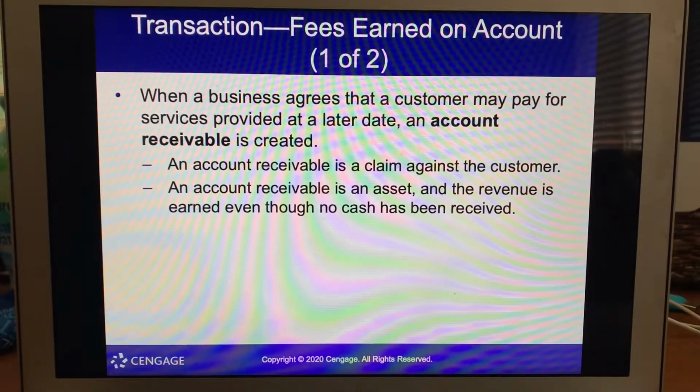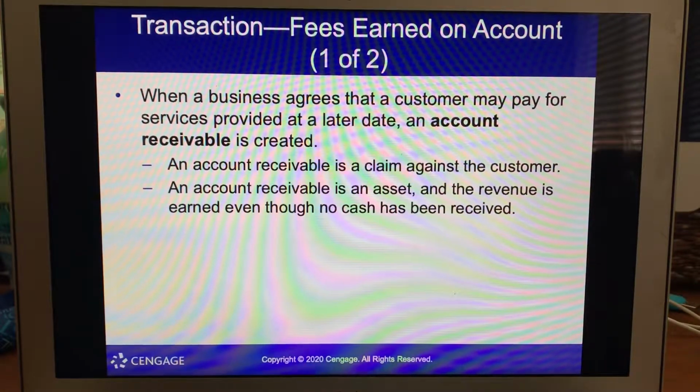So when a business agrees that a customer may pay for services provided at a later date, an account receivable is created. It is a claim against the customer, and it is an asset, and the revenue is earned even though no cash has been received. So you realize it when you do an exchange of service or product.